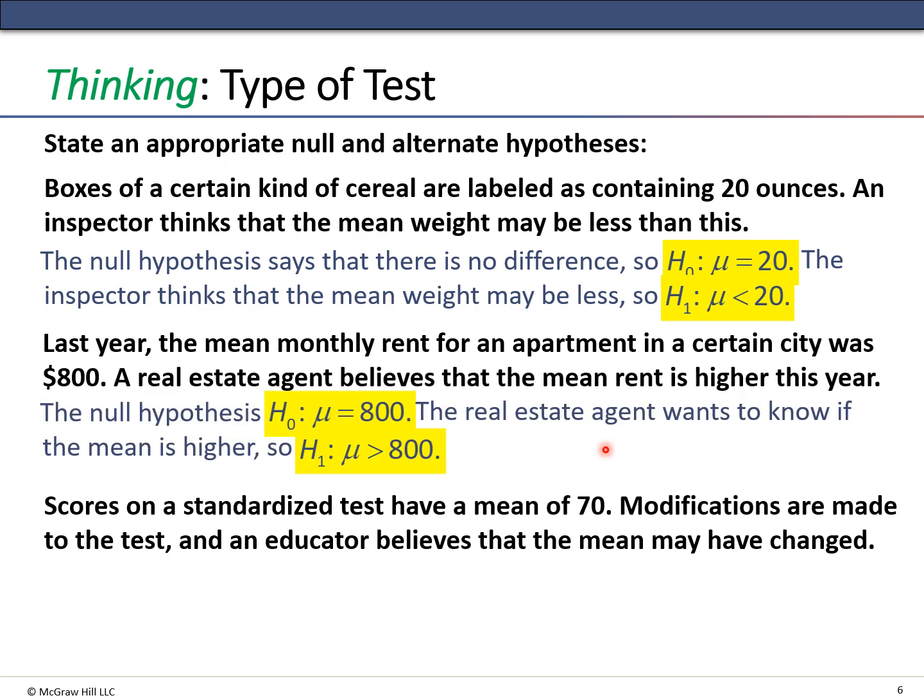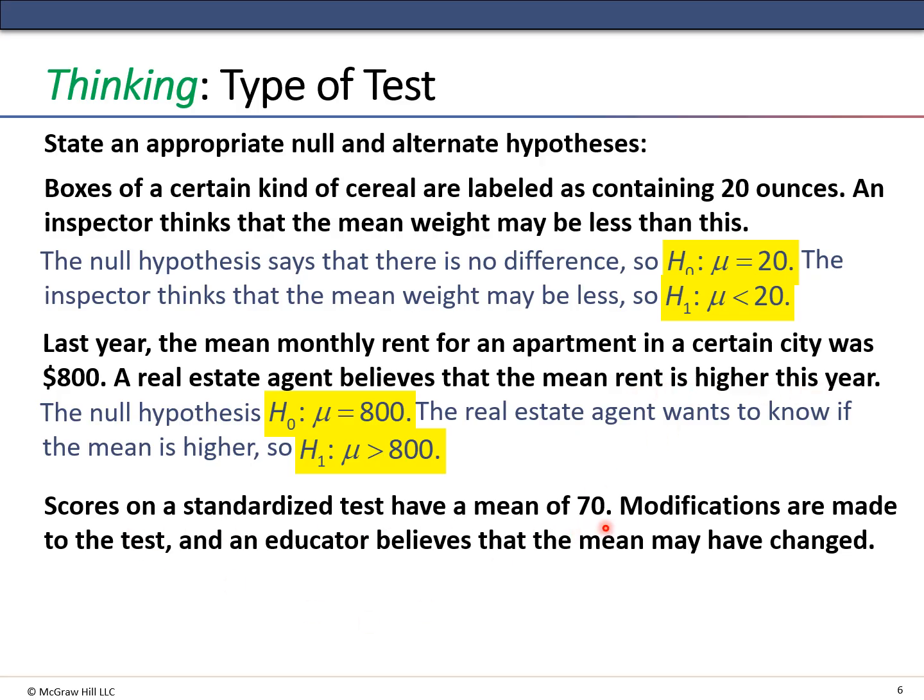In the second example, the mean monthly rent for an apartment in a certain city was $800. A real estate agent believes that the mean rent is higher this year. So our null is the mean equals 800. Our alternative is that it's greater than, because he thinks the rents are higher.